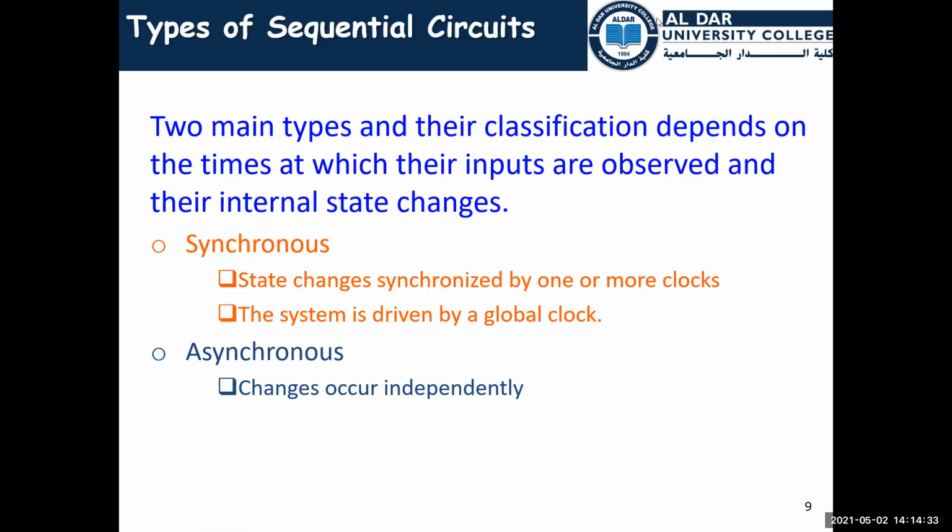Norhan, are you asking again for what? This slide or the previous slide?